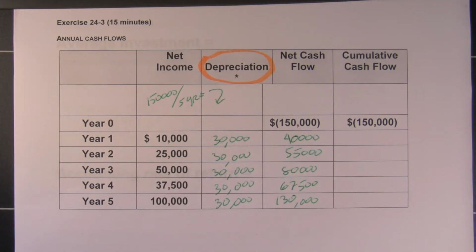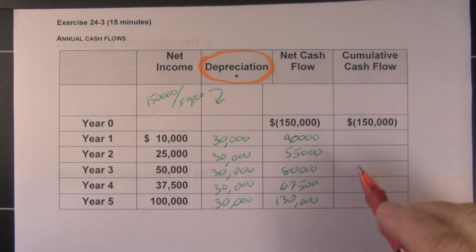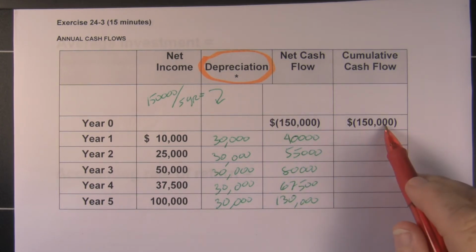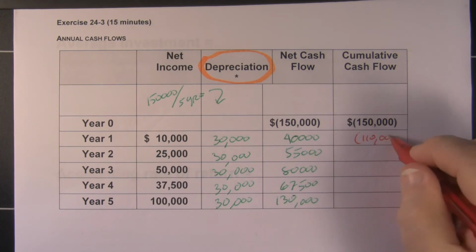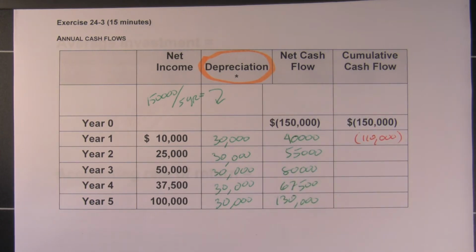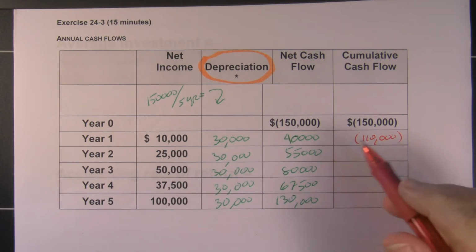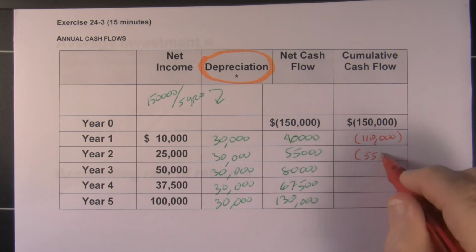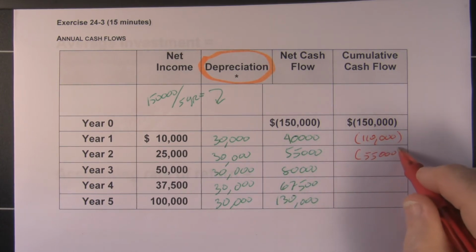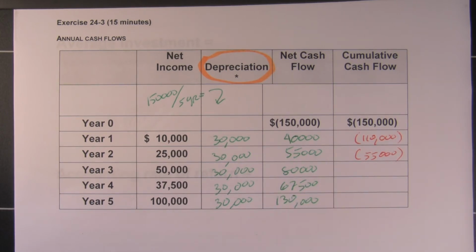Now we're going to go through and do the basic subtraction just like we did in problem 1 or exercise 1. We paid $40,000 on the 150 at the end of the first year. We owe $110,000. During the second year, we paid back $50,000 of the 110 at the end of that year. We owe $55,000, excuse me.